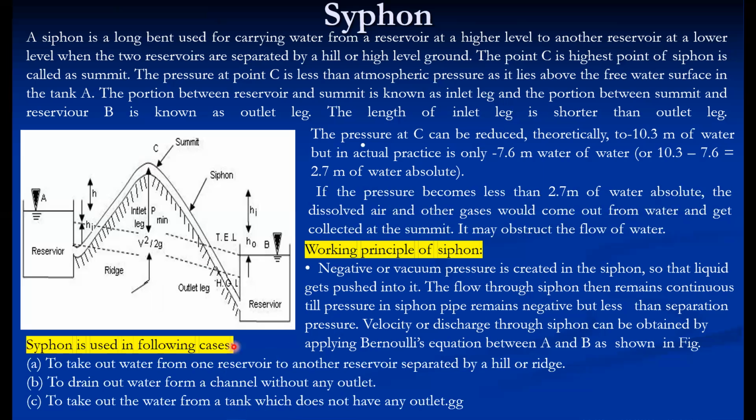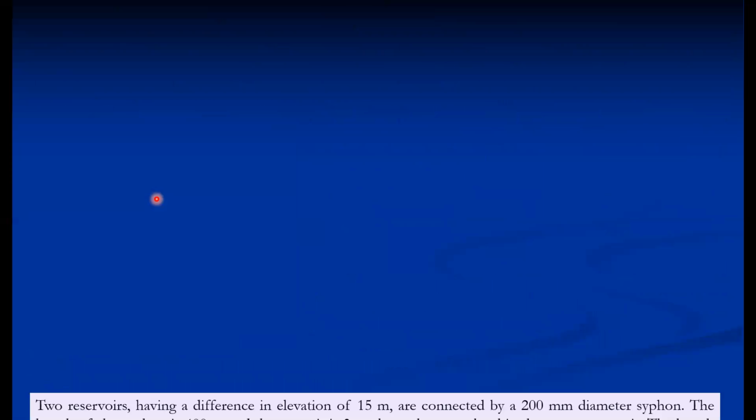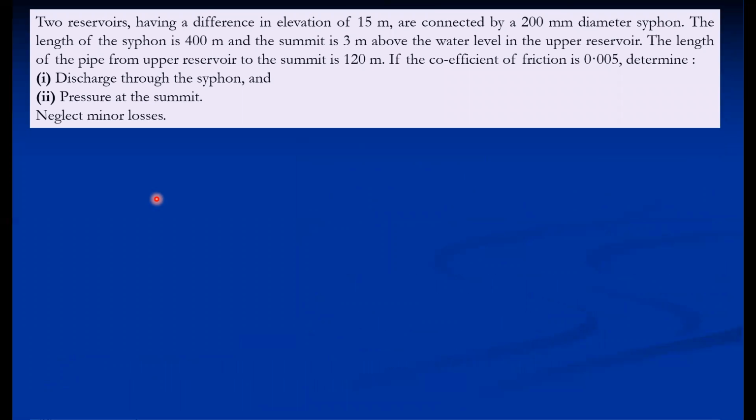So these are some common examples of siphon, but it is essentially a long bent pipe, and it may consist of three parts: inlet leg, outlet leg, and summit. These are the three important parts of the siphon. That's all about the siphon. Now we'll discuss how these siphon principles are used to analyze piping with the help of an example.